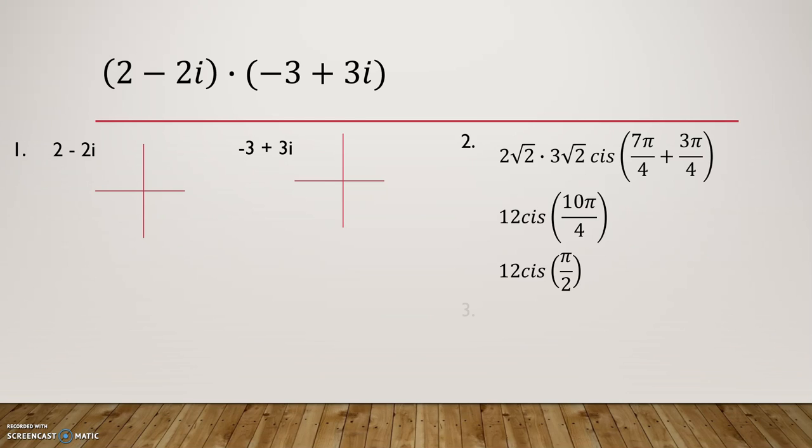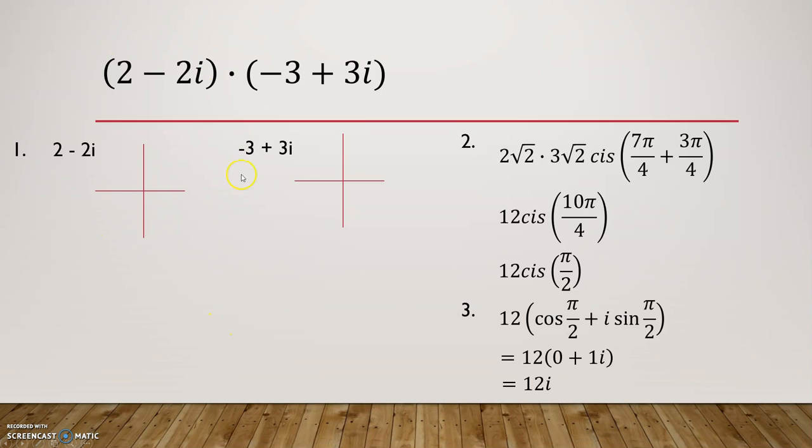So this is our trig form, but I wanted it in trig form and in standard form, so we can go ahead and expand that. So this is 12 times cosine pi over 2 plus i sine pi over 2. Again, we can evaluate those to get 0 plus 1i, and that gives us 12i. So I know I went through that a little bit fast.